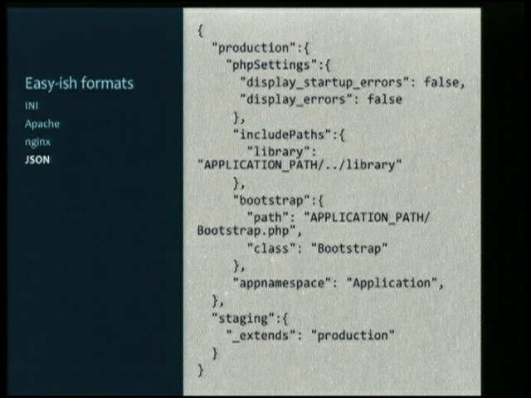JSON doesn't support includes, doesn't support cascading, and while a JSON decoder may accept and ignore comments, it must not output comments. So it's kind of a weak format for configuration if you cannot have comments.